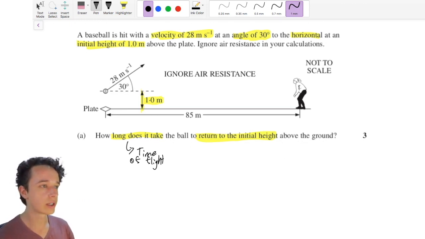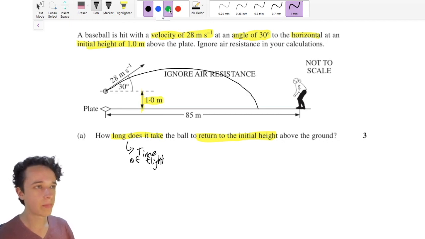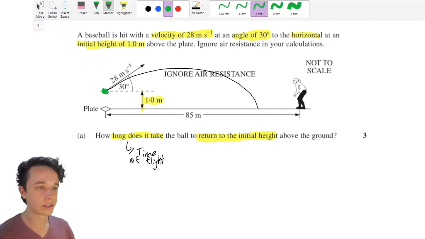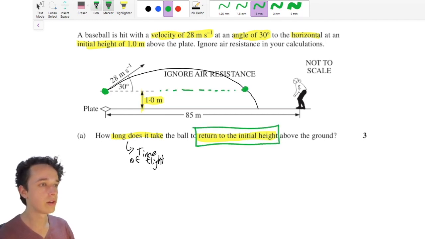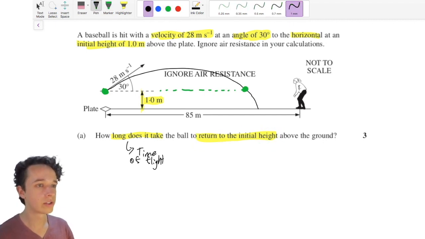So this question is saying that there's some projectile, it's being fired, and it's going to follow this path. It's not saying, here's the initial position and here's the final position, find the time. That's not what it's saying. It's saying, here's the initial position, and the final position you should consider as 1 meter above the ground. How long does it take to return to its initial height? So its initial height was 1 meter above the ground, so the final position that you're considering will also be 1 meter above the ground. So initial position is here and final position is here.